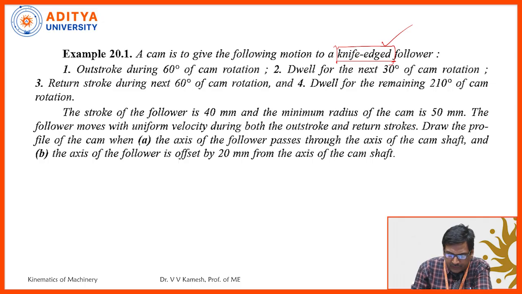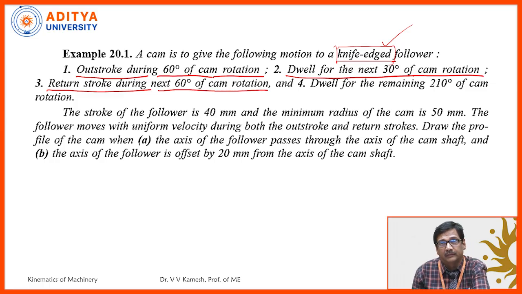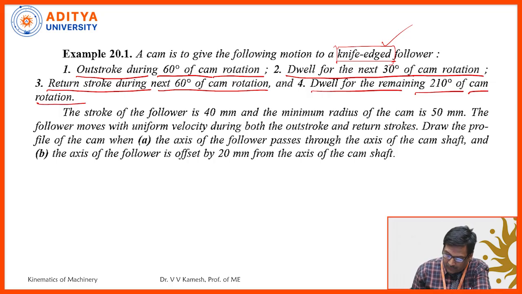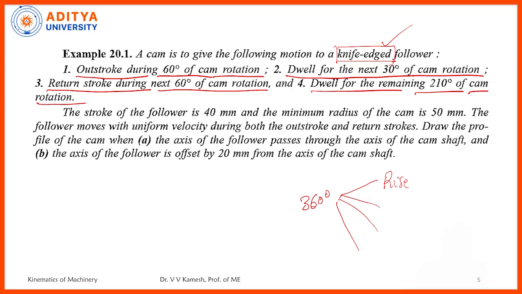What is the data given? Outstroke during 60 degrees of the cam rotation, dwell for the next 30 degrees of the cam rotation, return stroke during the next 60 degrees of the cam rotation, and the last thing, dwell for the remaining 210 degrees of cam rotation. So, the 360 degrees is divided into 4 parts. Outstroke, that means rise, for 60 degrees. Next dwell, so it is taking rest for the next 30 degrees of the cam rotation.